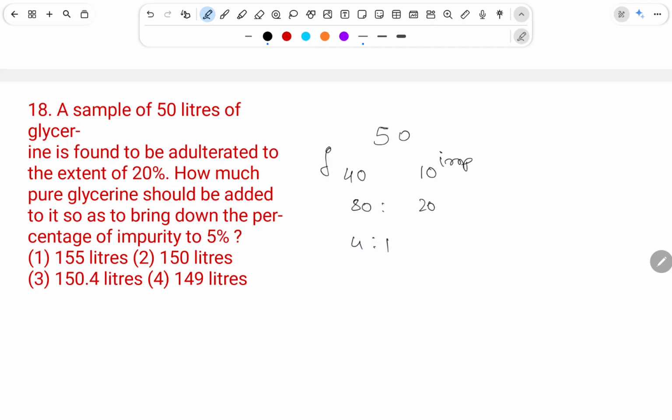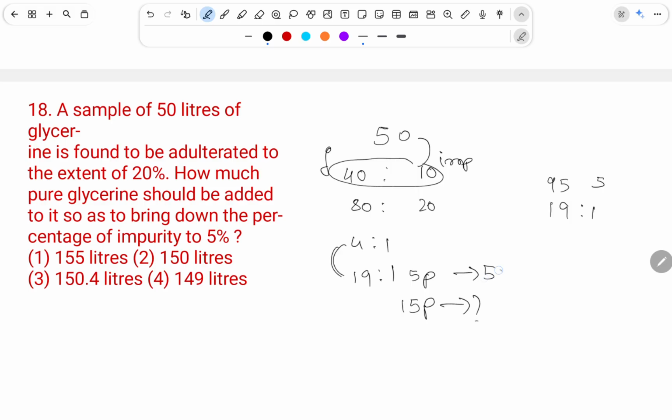We need to bring down the percentage of impurity to 5%. Impurity 5% means glycerin must be 95. 95 means it becomes 19 is to 1. So 19 is to 1. How much glycerin should be added? 15 parts to be added. Actually 4 is to 1, total 5 parts is 50 liters. Then 15 parts will be 3 into 3, so 150 liters.